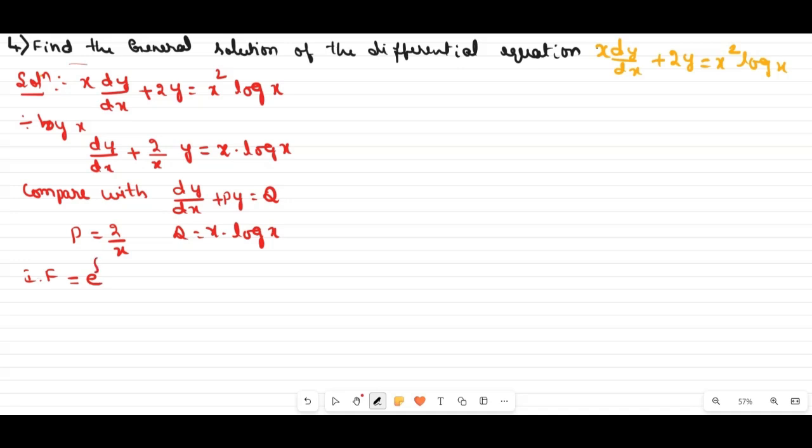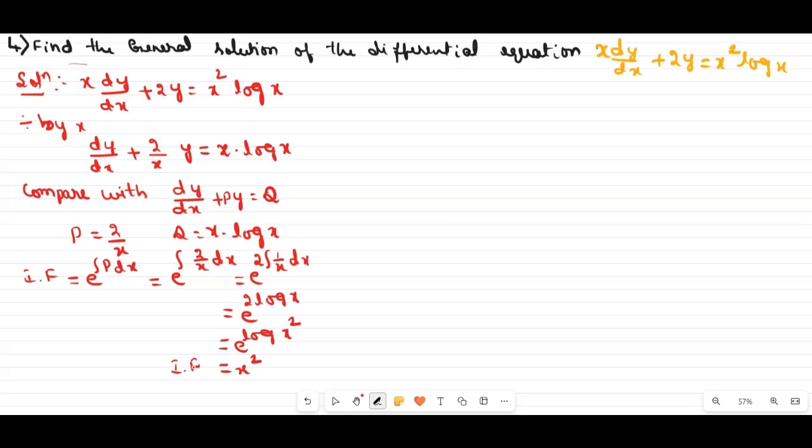Integrating factor is e to the power of integral of p with respect to x. That is, e power integral of 2 by x into dx. 2 is a constant, keep that outside the integral. 1 by x dx, as you know, the integration of 1 by x is log x, so e to the power of 2 log x. 2 log x is in the form of n log m, that can be written as log of x square. So e power log will vanish. Integrating factor, we have got it as x square.